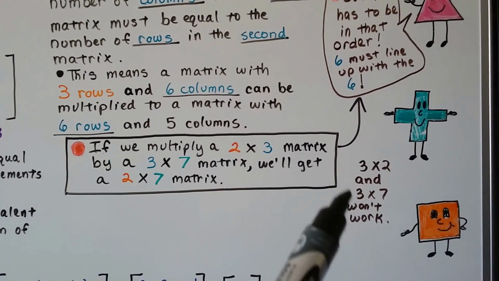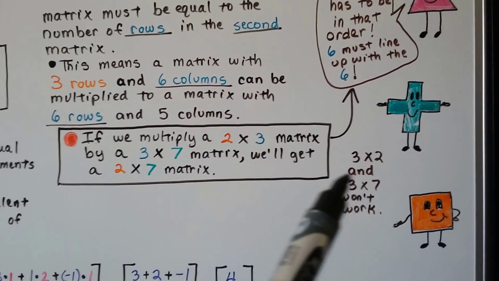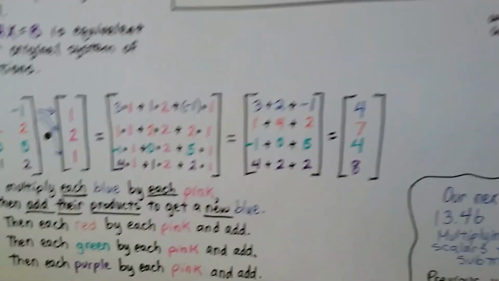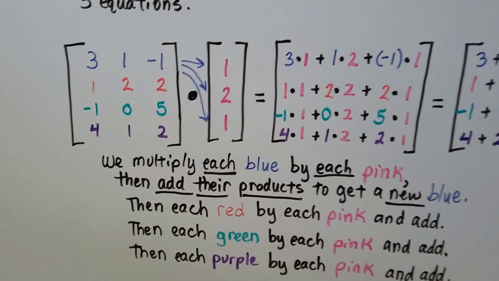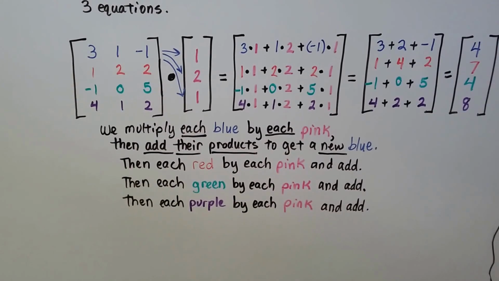If it was a 3 by 2 and a 3 by 7, it wouldn't work, because the 2 by 3 would work, but not 3 by 2. See, it's not commutative, all right? So this is going to look really difficult when you first look at it, but after you stare at it for a little while, it's going to make sense.